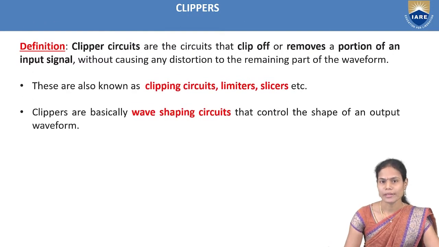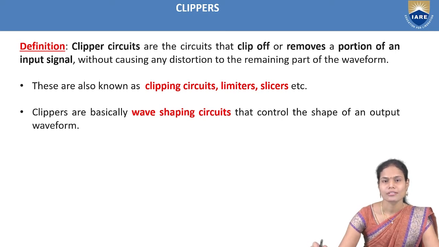So what is meant by clipper? A clipper is a circuit which is used to remove or clip some portion of the waveform, and while performing this clipping operation it should not disturb the remaining portion of the waveform. That is the basic function of the clipper. It will remove the unwanted portion of the signal without disturbing the rest of the waveform. These clippers are also called limiters and slicers, and we can also call them wave shaping circuits.